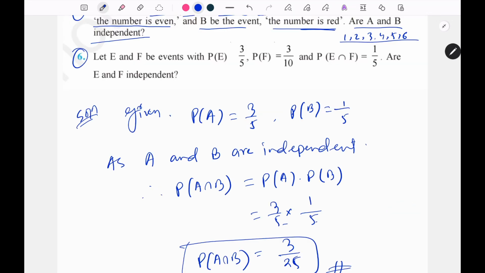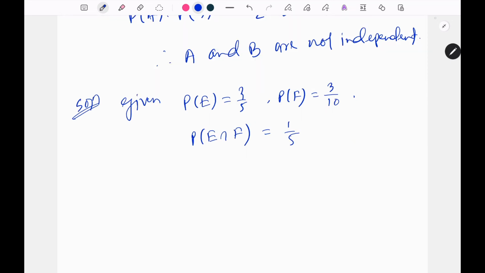Now see question number 6. Let E and F be the events with probability of E is 3 by 5, probability of F is 3 by 10, and E intersection F is 1 by 5. Are E and F independent? So you have to check they are independent or not. So these are given in the question. Now we have to check that E and F are independent or not.